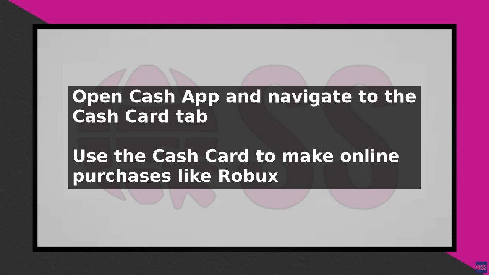To buy Robux with Cash App, go to the Roblox website and sign in to your account. Click on the Robux tab and select the amount of Robux you want to buy. Choose the Cash Card as your payment method and enter the card details. The amount will be deducted from your Cash App balance.